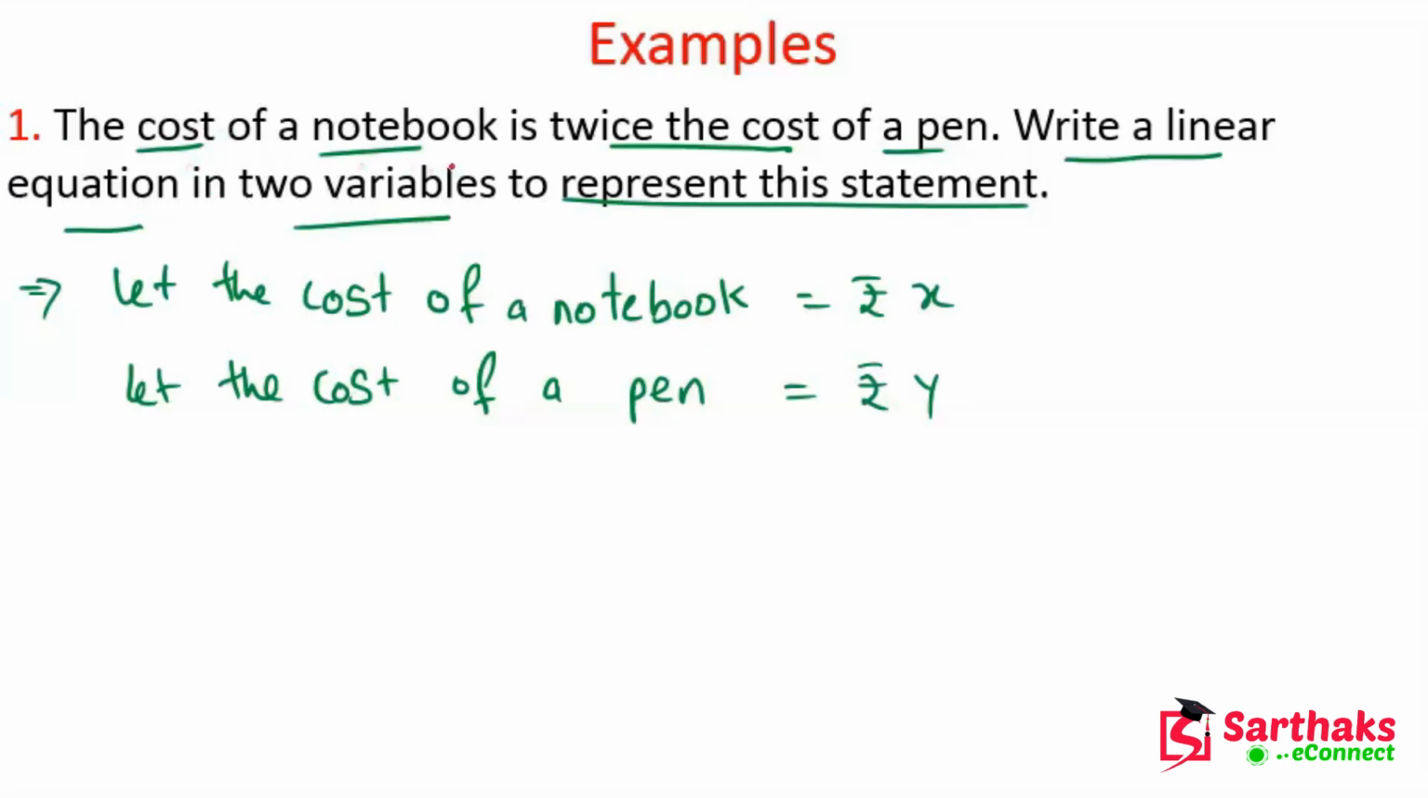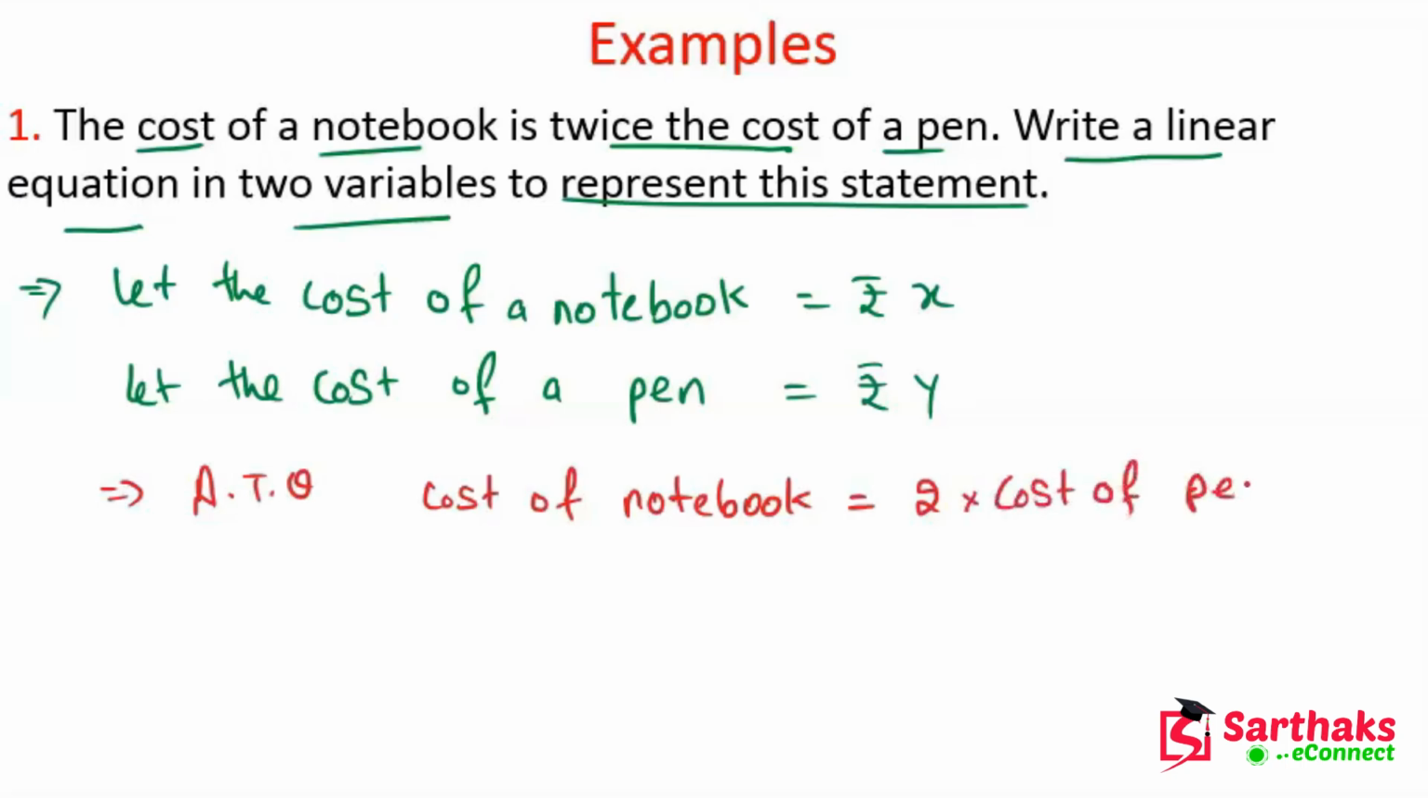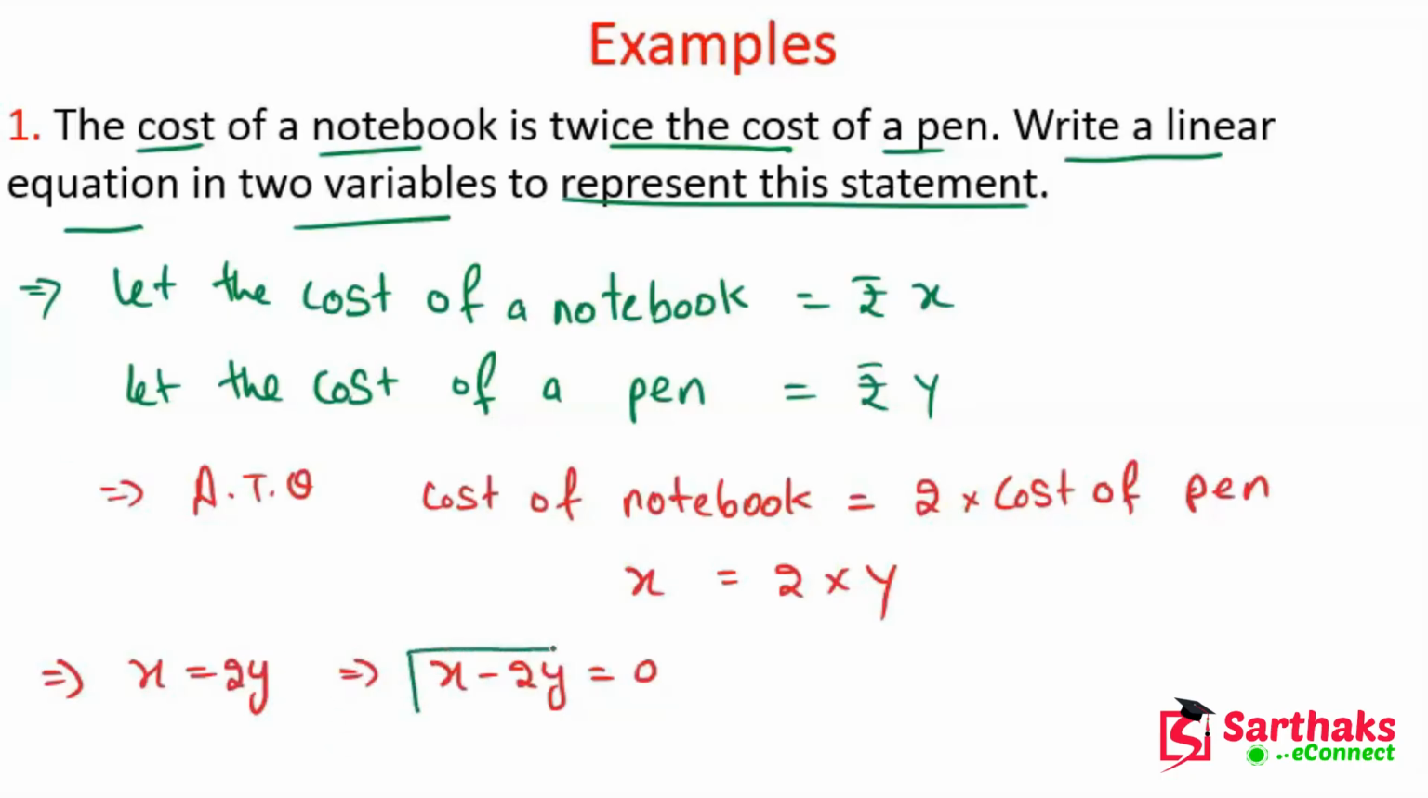According to the question, the cost of a notebook is twice the cost of a pen. So the cost of a notebook is equal to twice the cost of a pen. This becomes x is equal to 2 into y, which means x is equal to 2y. Now if we shift to the LHS, we get x minus 2y is equal to 0. This is the linear equation in two variables to represent the statement the cost of a notebook is twice the cost of a pen. I hope you understand these things. So this is our required answer.